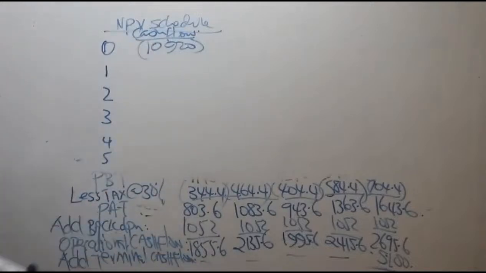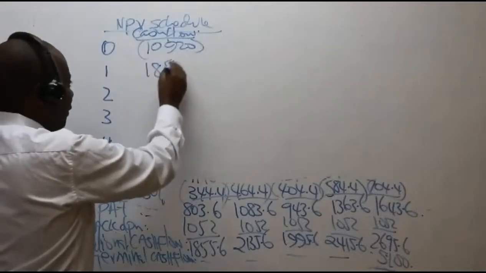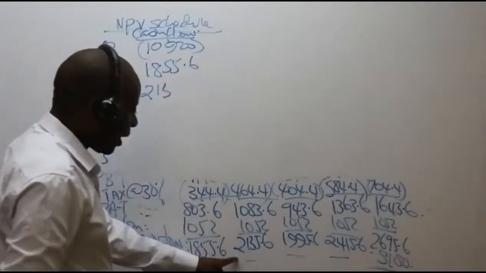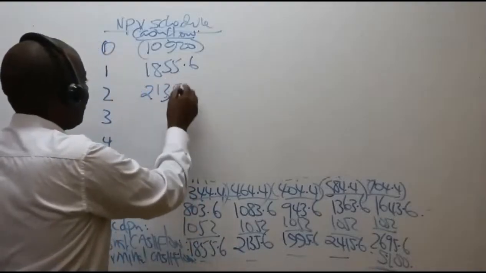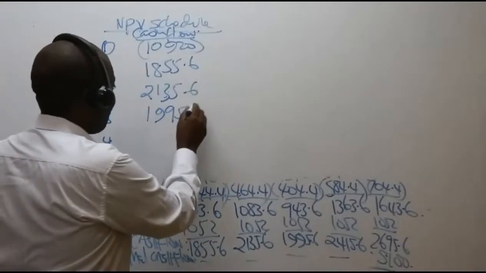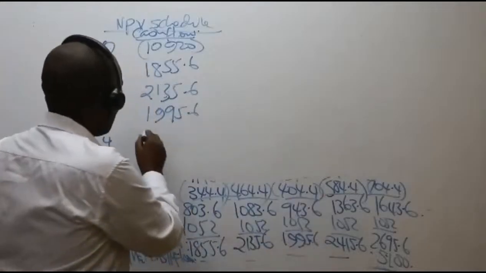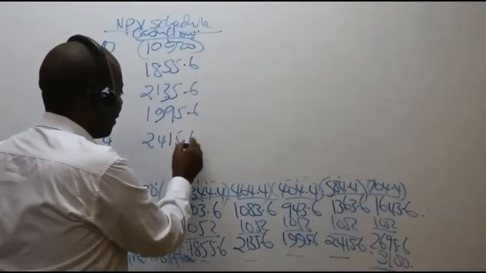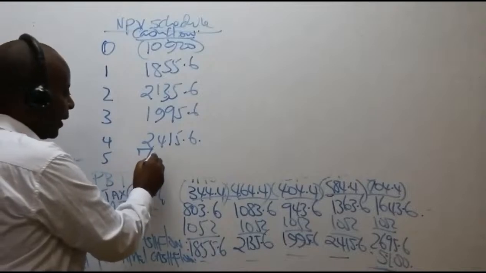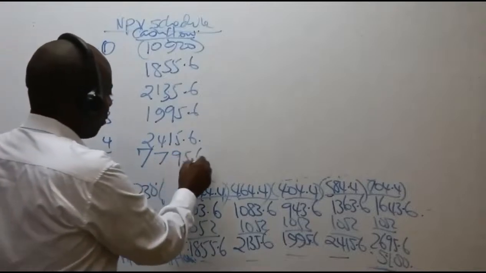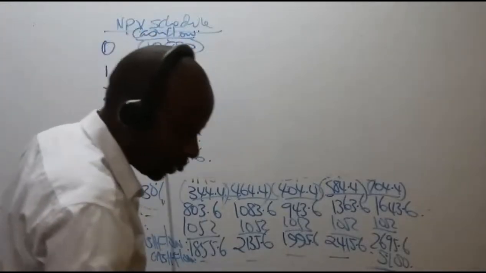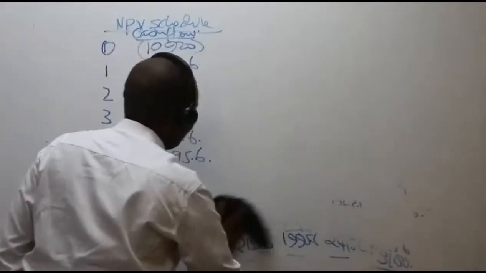Year number 1, I know I will achieve 1,855.6. Year number 2, I will get 2,135.6. This one here, we have 1,995.6. This one here, we have 2,415.6. And then year number 5, lastly, you gave me 7,795.6.